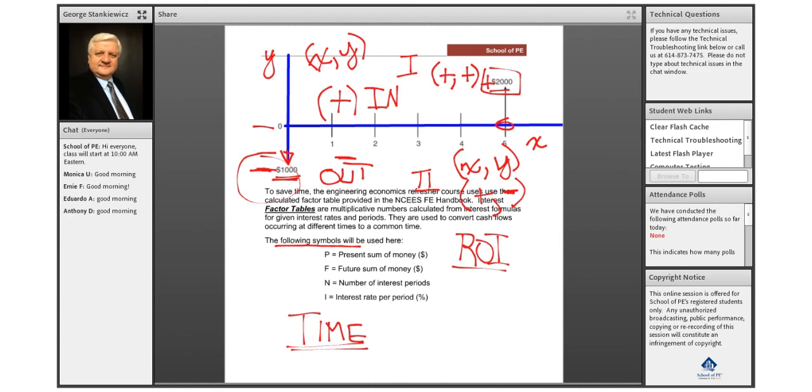The following letters or symbols that we'll be using here are going to be repeated again. Present, or P, is the present sum of money. The future sum of money is F. N is the number of interest periods, and I is the interest rate per period. And these are introductory to what we're going to be focusing our attention on as we move through the course content here.